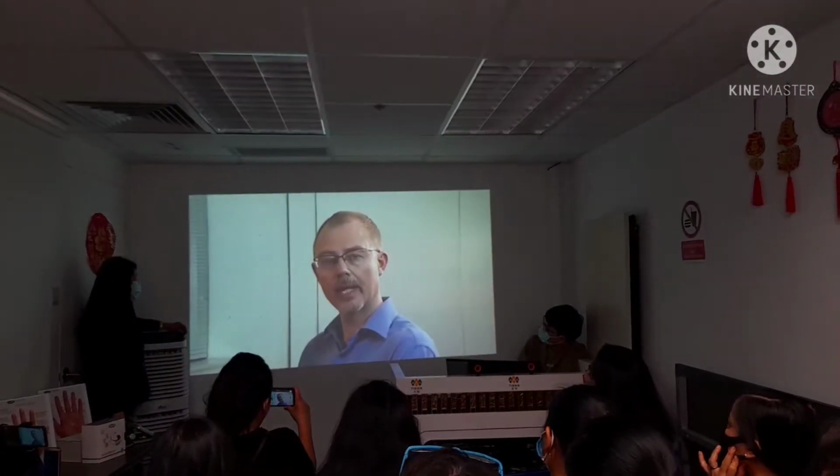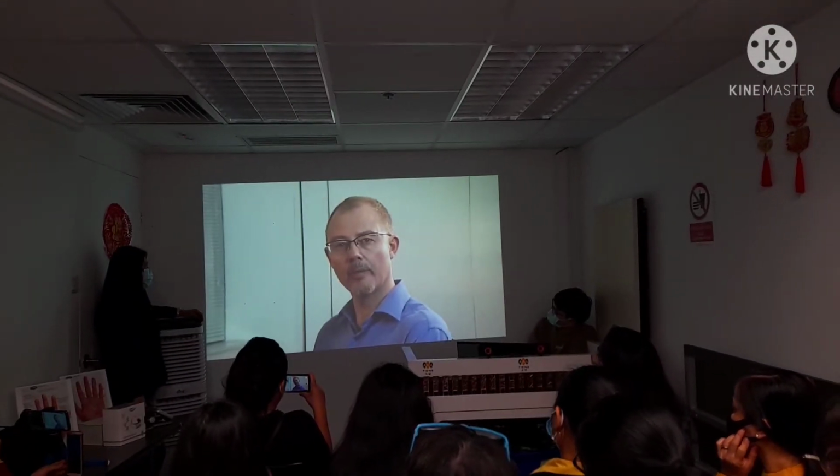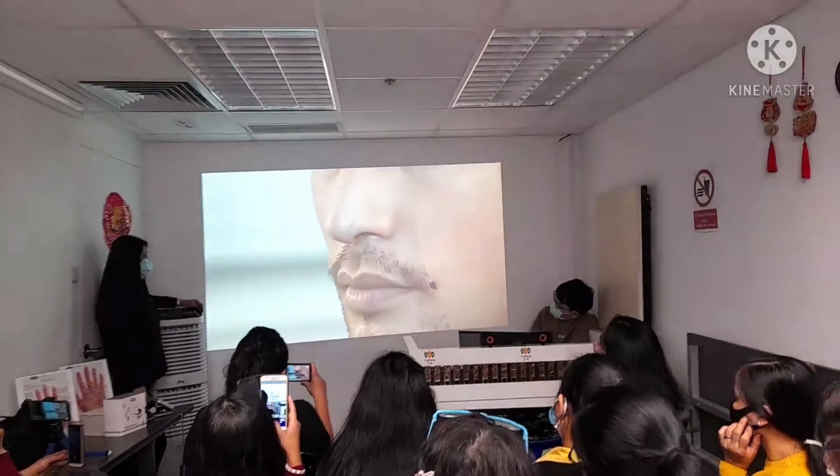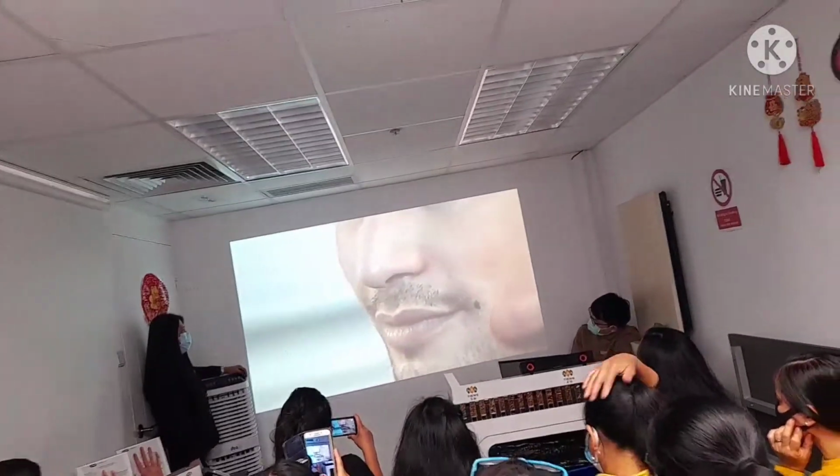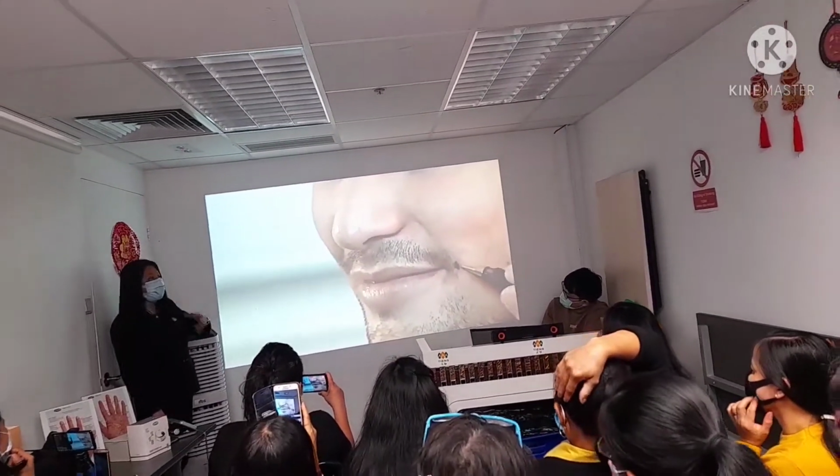Stomach 4 is located 4 fen lateral to the corner of the mouth. It's in the nasolabial groove. Have the person smile, and you can see this point moves nicely into that groove.